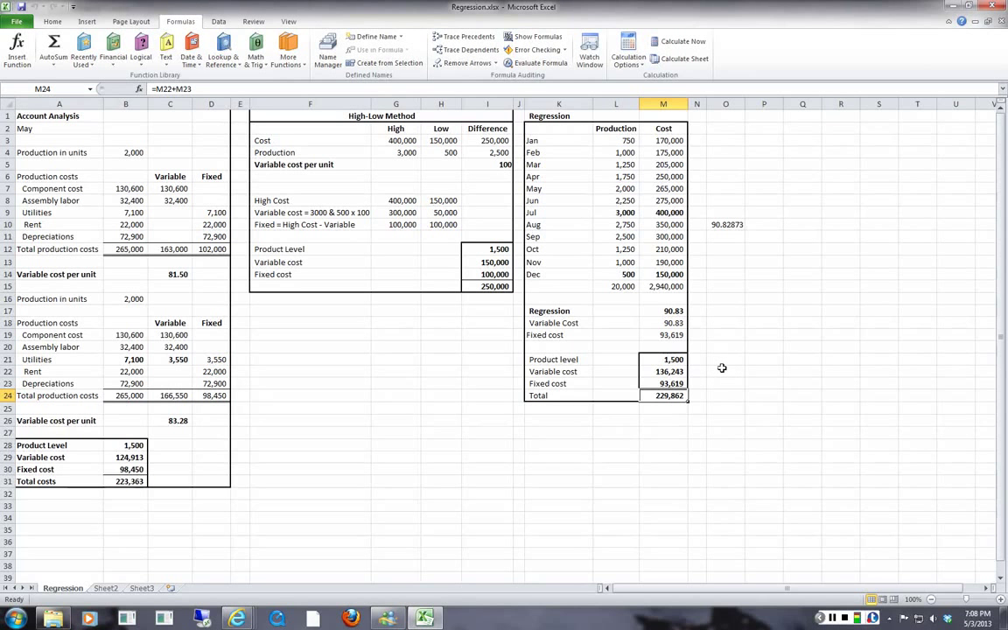So anyway, these are three methods of coming up with the variable and fixed cost. I hope you'll study them. I hope they're clear to you. And if you need some more help, when we meet again next Thursday, we'll study it some more. Thank you.